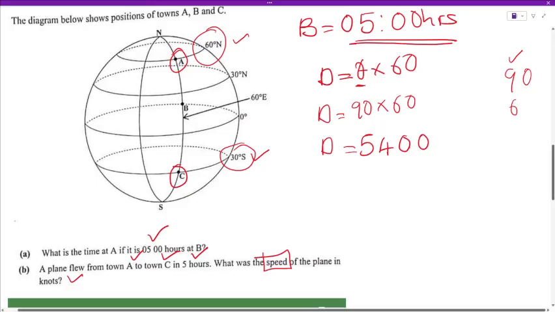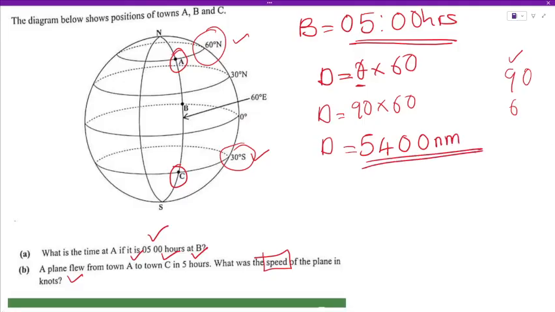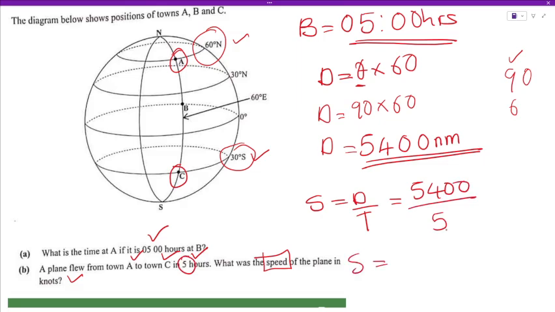So now this is distance. Distance is in what? Nautical miles. So you're going to say nm. Now that you have found the distance, you can now find the speed. So we can say, what is the distance? 5,400 divided by what is the time? The time was given as what? 5 hours. So our speed is going to be equal to, what is 54 divided by 5?